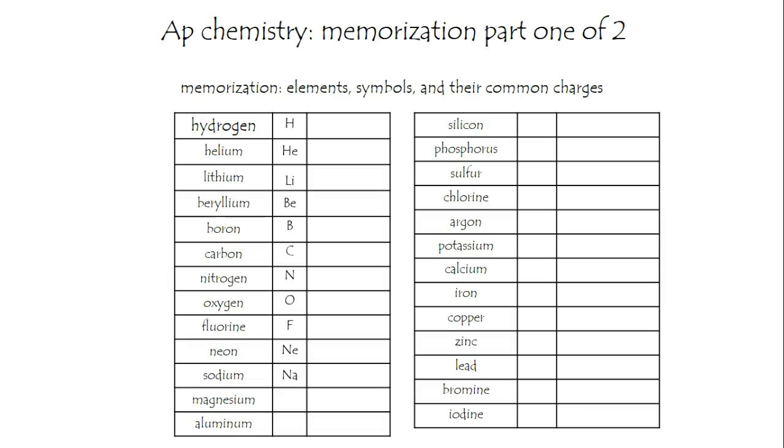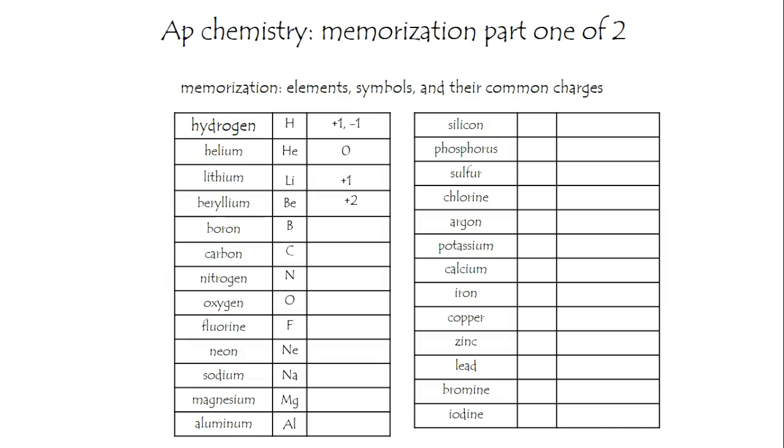Magnesium, Mg. Aluminum, Al. What are the common charges? Well, maybe you saw that. Hydrogen can form either a cation with no electrons at all, or the hydride anion, -1. Helium, noble gas, nothing. Lithium, first column, +1. Beryllium, Be Mg Ca Sr Ba, that's saying the entire column, that's the alkaline earths, +2.